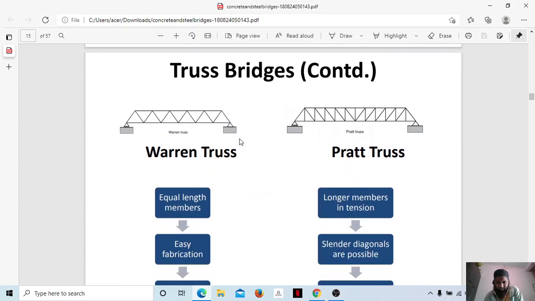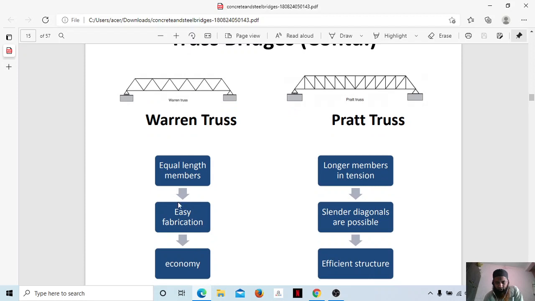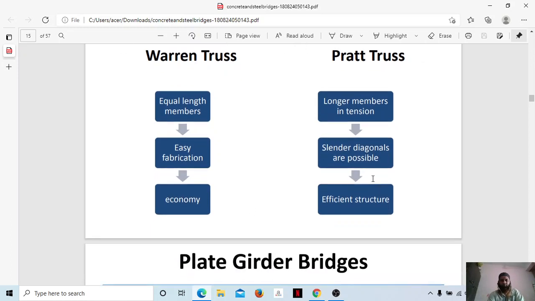You can see Warren truss here, Pratt truss here. Warren truss, you can just see how it is placed here. It is placed on hinge supports here. It is resting, a Pratt truss and the Warren truss. Equal length members, easy fabrication. You can just see it is economic. Pratt truss variant has longer members in tension, slender diagonals are possible, an efficient structure. Even this is an efficient structure. So basically these types of trusses are used.